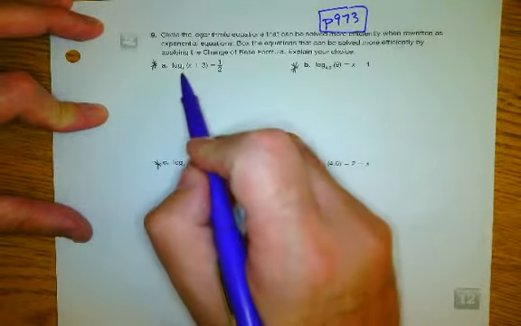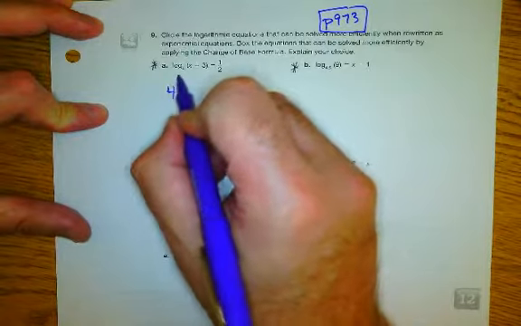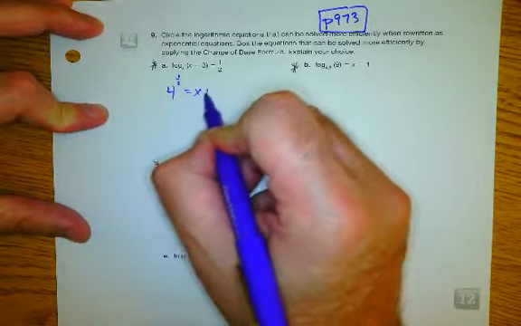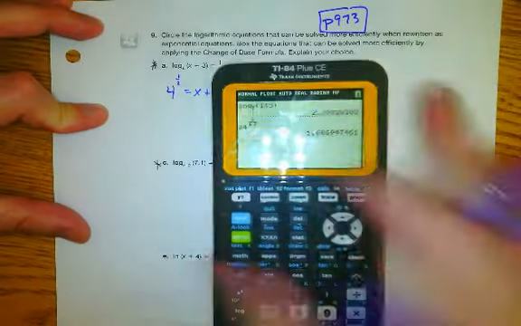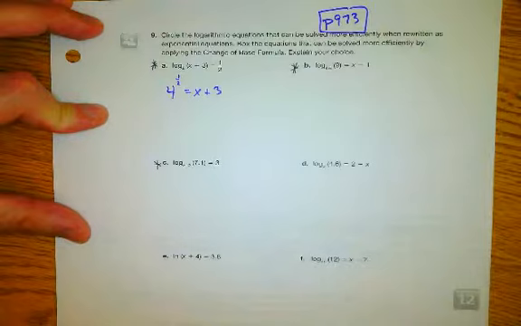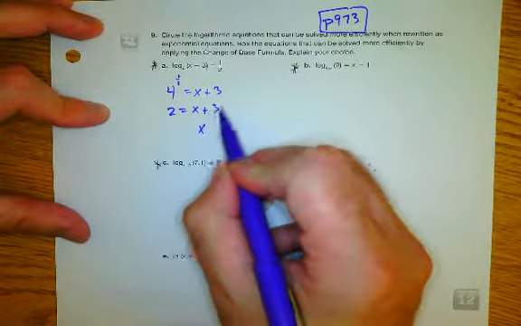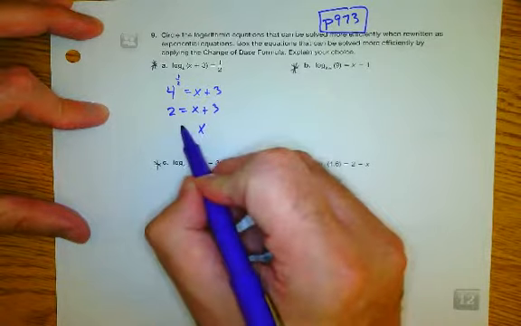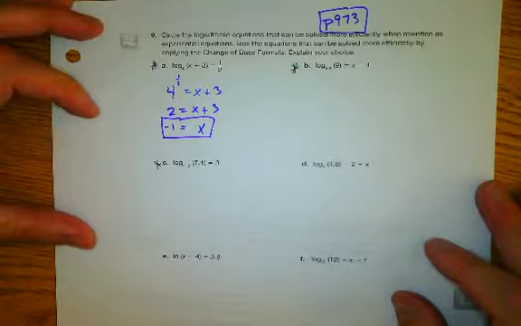Since it's log base 4, we can do our e, and we can rewrite it as 4 to the 1/2 power equals x plus 3. We can go to the calculator and solve. So 4 to the 1/2 power is 2. It's 3. And to solve for x, we subtract 3 to the other side, so x must be -1. First problem done.